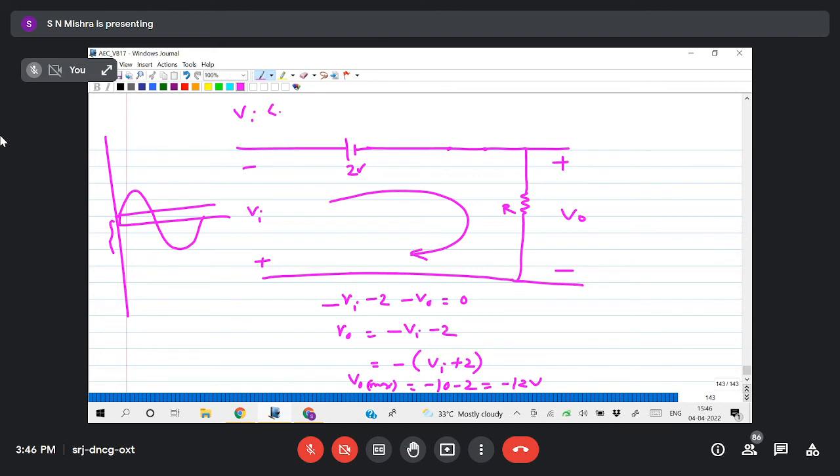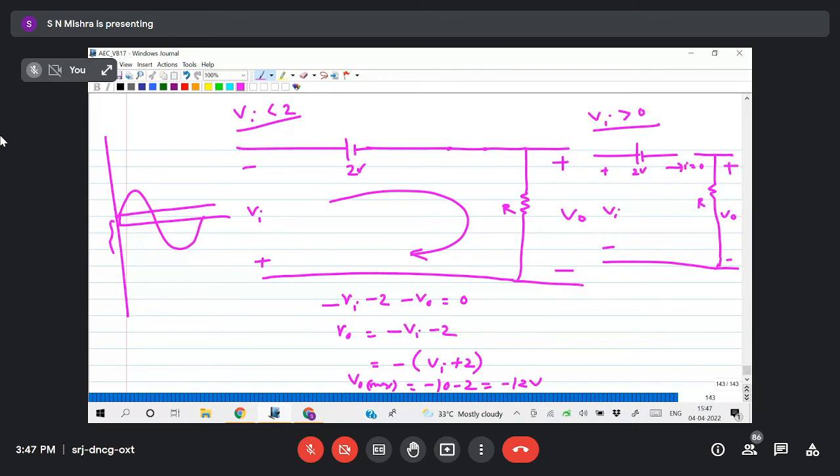Vi less than 2. Vi greater than 2, open circuit, so the voltage remains the same, and it is open, then the resistor, then plus minus V naught across R, minus plus Vi. Sir, Vi will be greater than 2, not 0. Then the current is 0, so the output voltage will be 0.